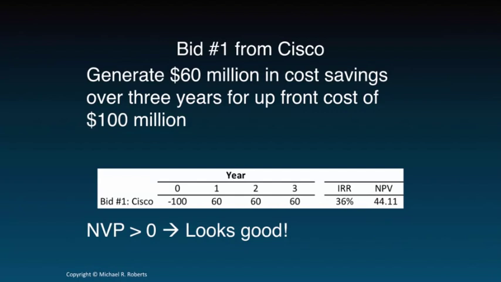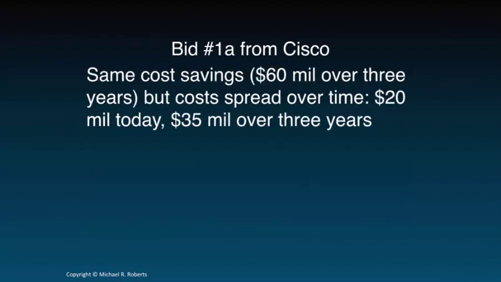But then Cisco comes back and they say, we're going to give you the same cost savings, $60 million over 3 years. But now what we're going to do, instead of charging you $100 million up front, we're going to spread the costs over time. $20 million today and then $35 million over 3 years. So let's try evaluating this bid. It sounds somewhat attractive if we can avoid that huge upfront bill.